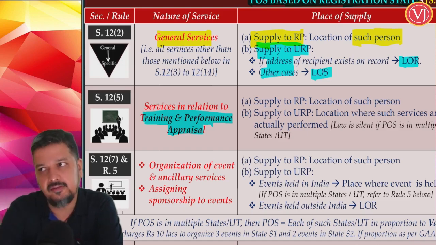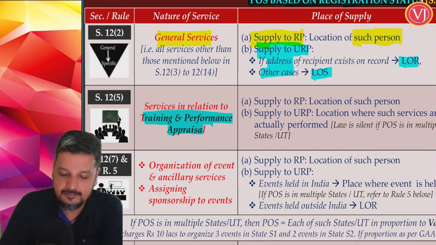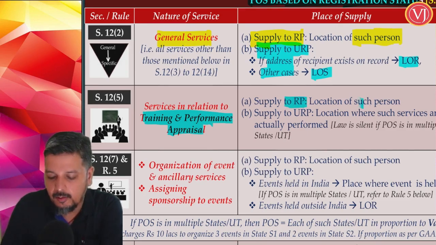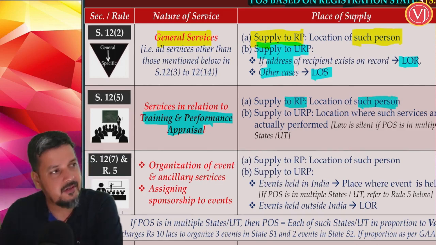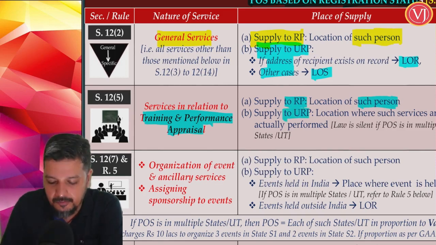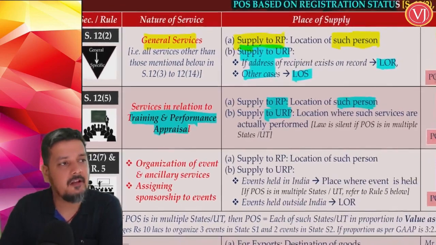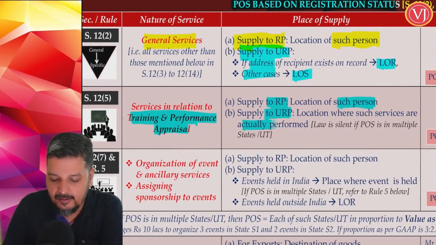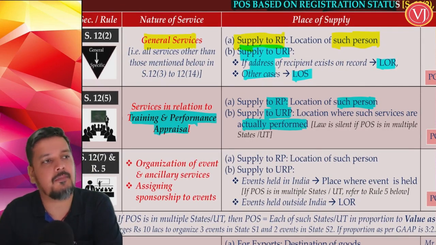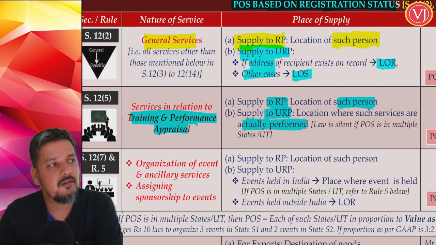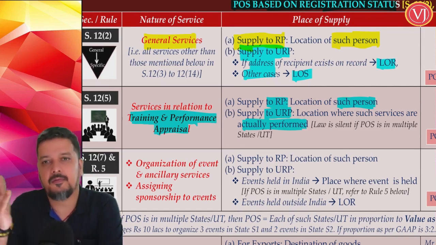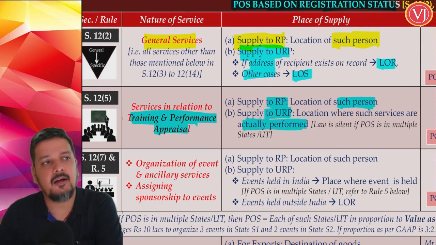In such a case, if it is B2B, the location of the registered person. If it is B2C, it is where the performance happened, the location of performance. B2B, location of registered recipient. B2C, location where the actual performance happened.